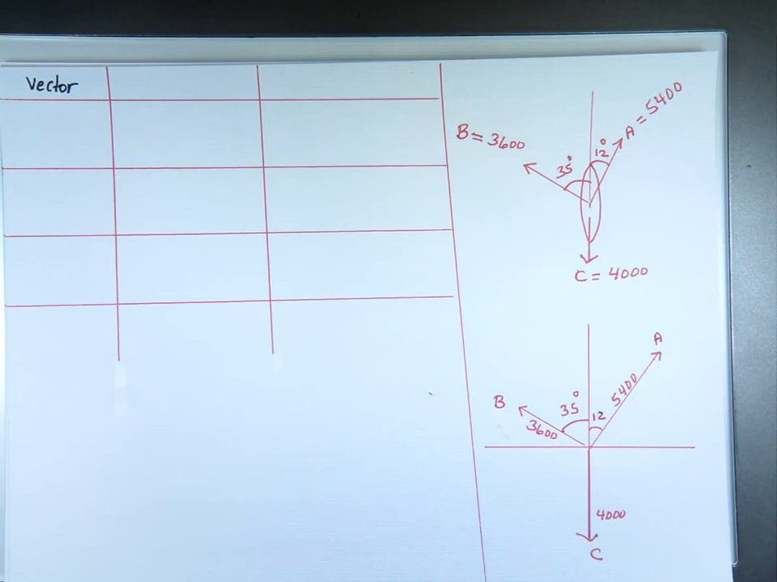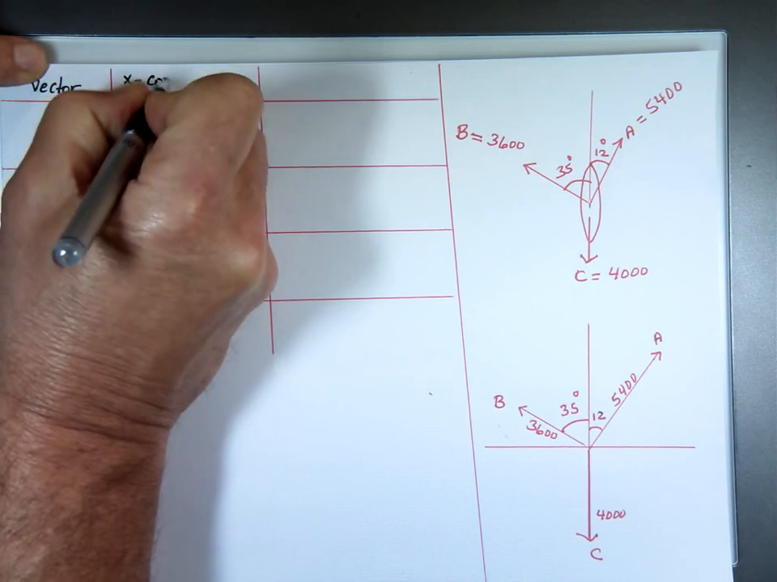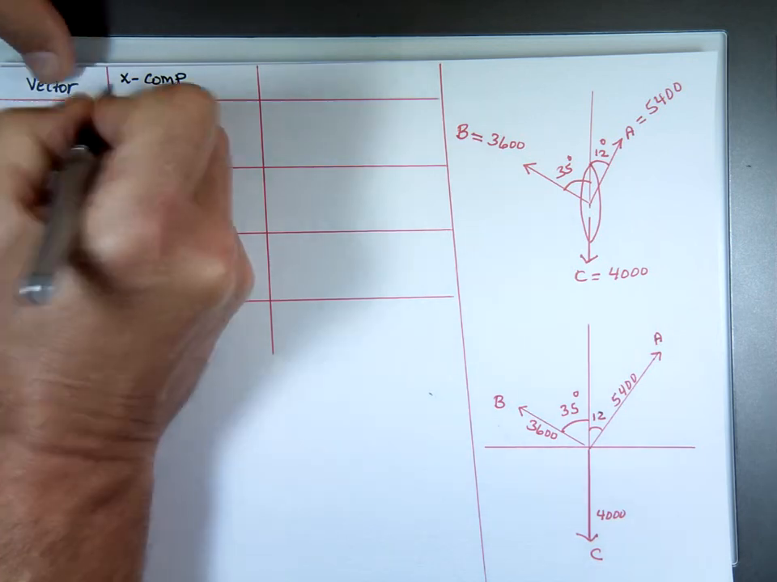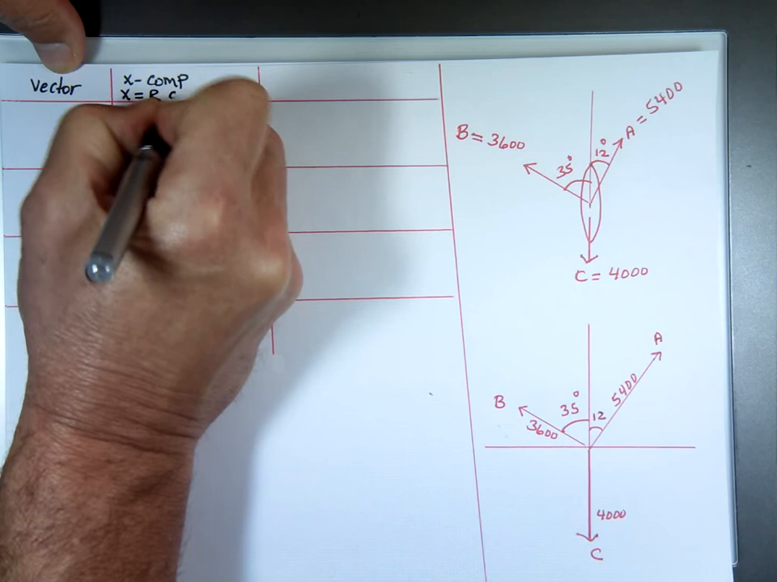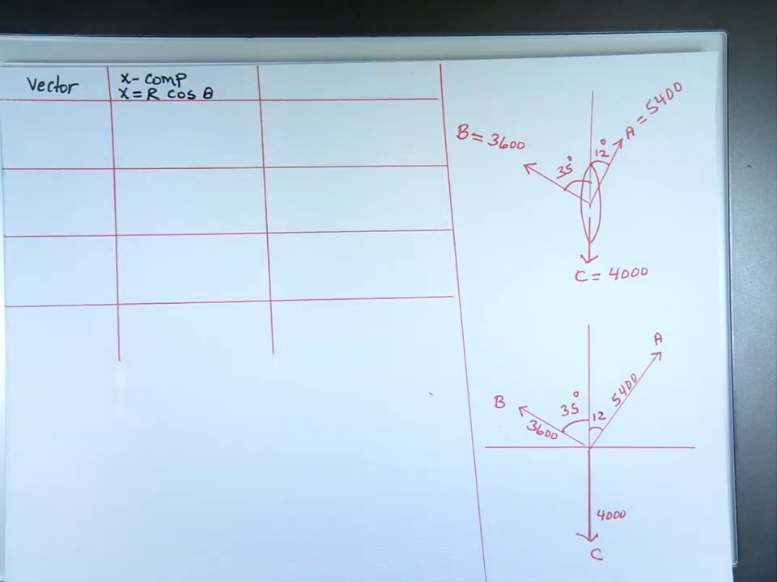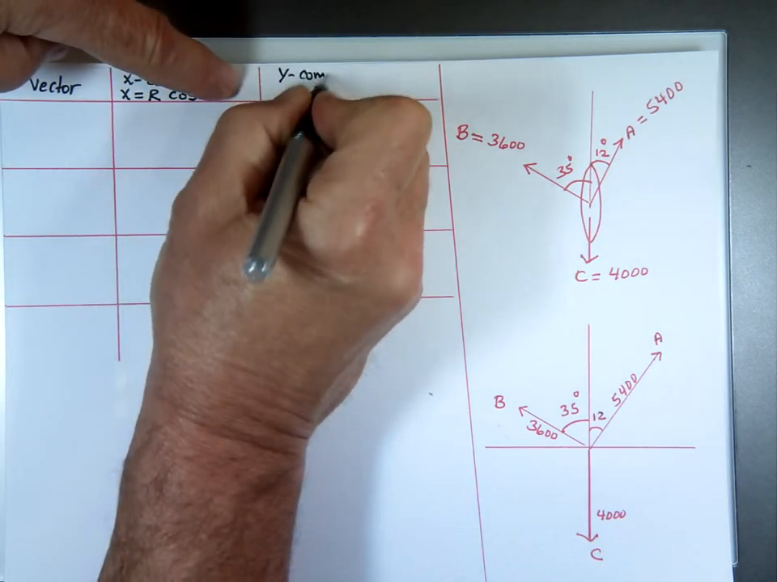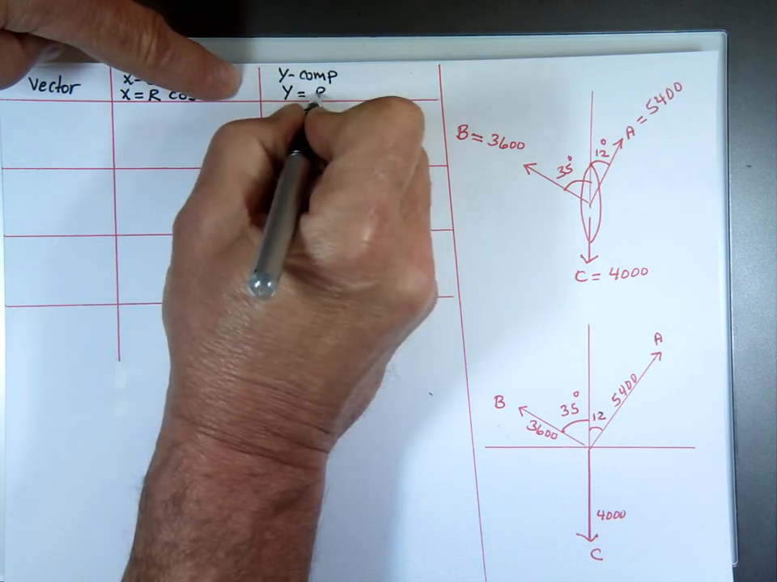The second column is going to have the x component. And in case you forgot, how do you find the x component? X equals what? R times what? Cosine theta. And the third column is going to have the y component. And how do you find the y component? R sine theta. Yep.